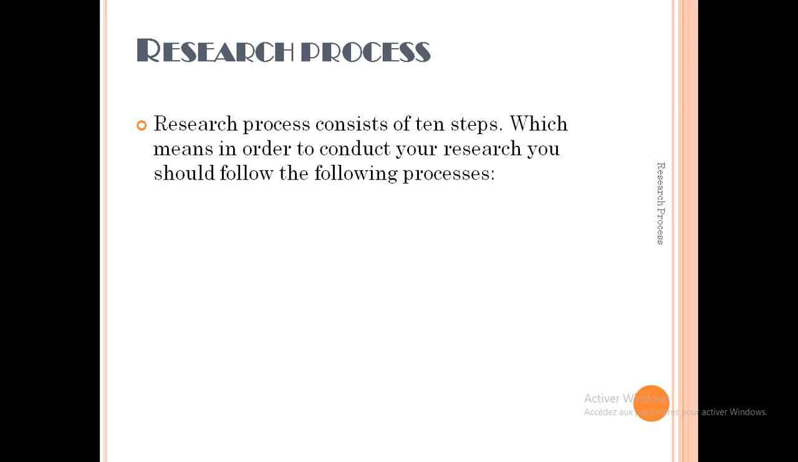The research process consists of 10 steps, which means that in order to conduct research, you should follow the following processes. The first one is formulating a research problem. You need a problem. You doubt something and you need to prove it. The second step is called extensive literature review, which means that you are supposed to read some material concerning the problem, what people said and what people found.